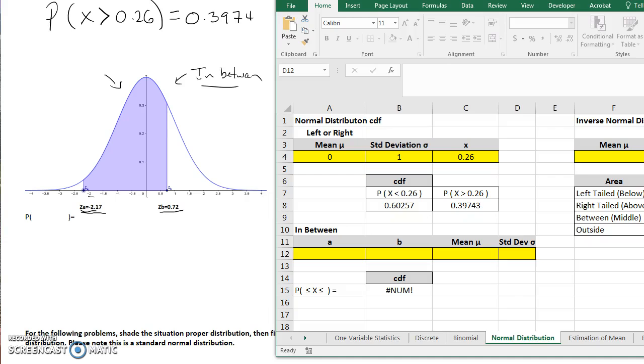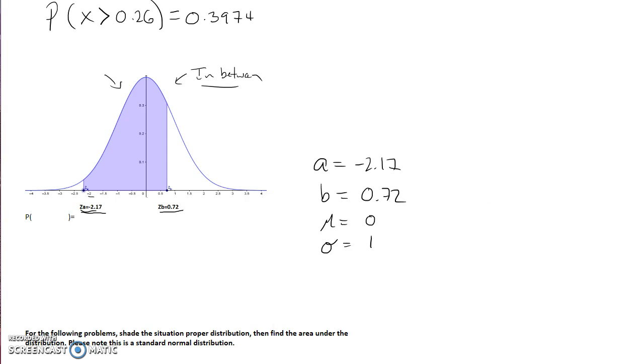So I'm going to enter those values into the Excel spreadsheet. So negative 2.17 all the way up to 0.72 with a mean of 0 and a standard deviation of 1. And it tells us that that's, let's round that to 4 decimals again, 0.7492. So how do we write that in terms of a compound inequality? Well, it starts at negative 2.17. I'm going to put the x in the middle. I didn't have enough room to do this. I write really big. So 0.72 here.